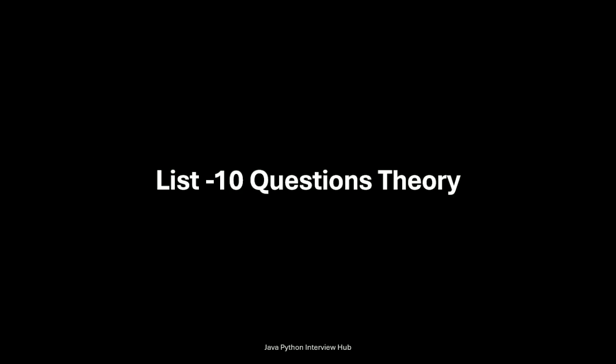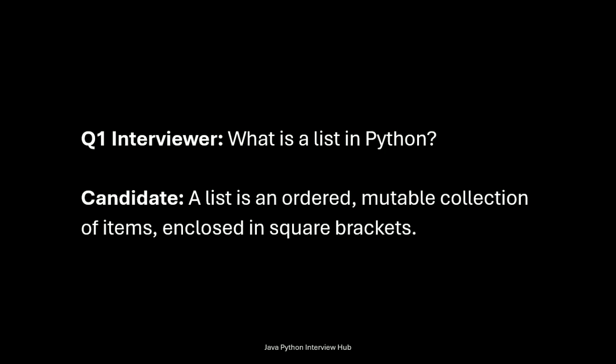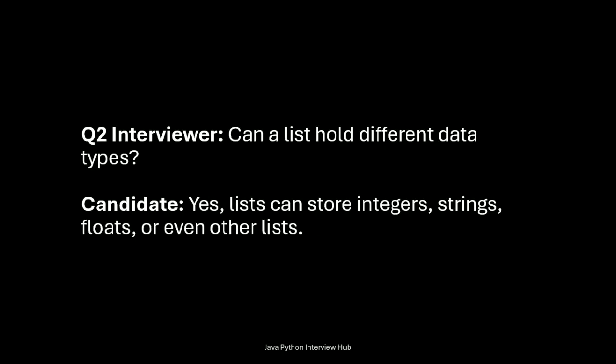Let's start with the next topic, list. First we will discuss the 10 theory questions on lists. What is a list in Python? A list is an ordered, mutable collection of items enclosed in square brackets.